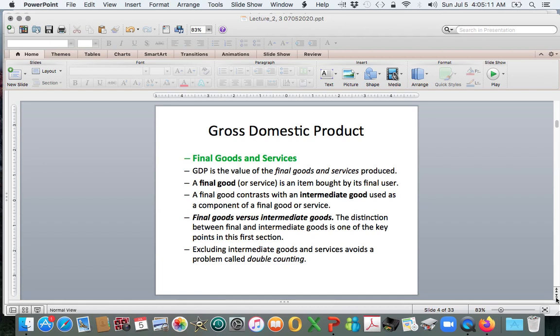Now, it's very important that you realize the distinction between final goods and intermediate goods. This is a key point in this first section. If you exclude intermediate goods and services, you can avoid the problem called double counting. So let's take an example.